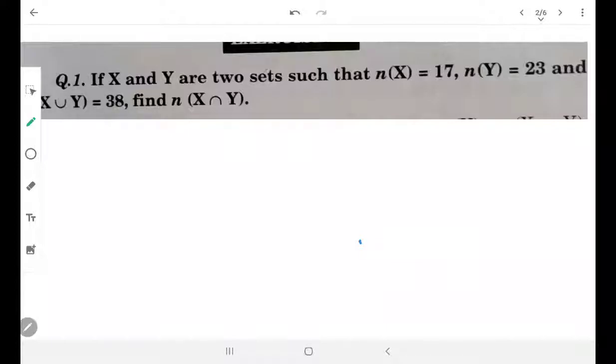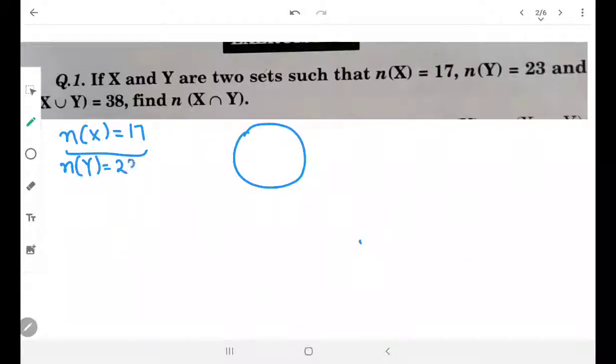So let's start with the very first problem. It is question 1. If x and y are two sets such that n of x, meaning the number of elements in set x, is given as 17. Now see, this is the number of elements in x. Suppose this is set x, and then they said n of y is 23. Then n of x union y is 38, and find x intersection y. That means there is something common in these two sets.